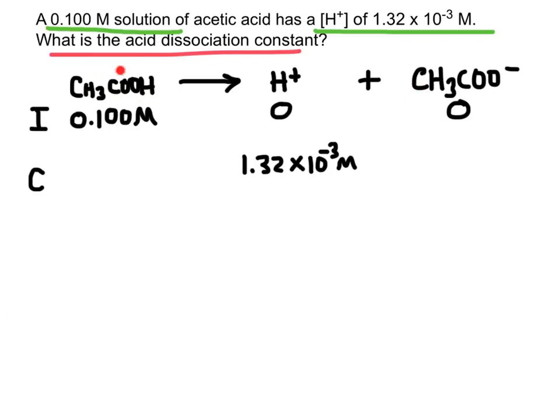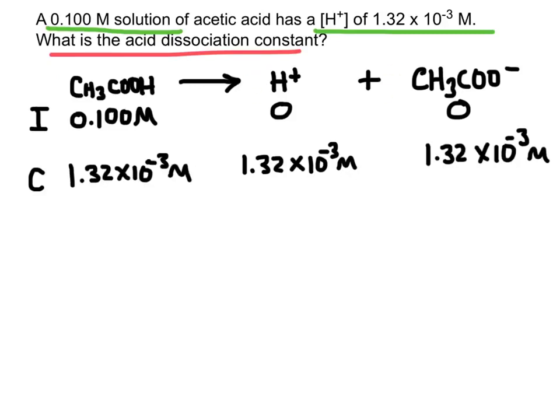Now since the acetic acid is splitting apart to form this, every time one of these splits apart, this is going to go up, which means this has to decrease. So as these go up by 1.32 times 10 to the negative 3, this must decrease by the same amount. Again, it's a 1 to 1 to 1 ratio. So we have these parts going up, I can say plus, and then this part decreasing.